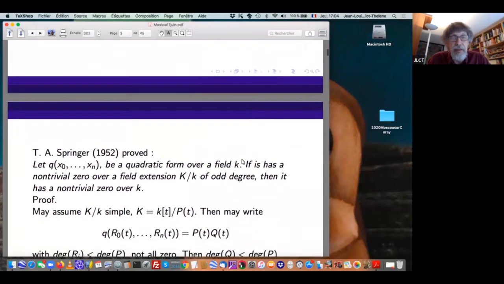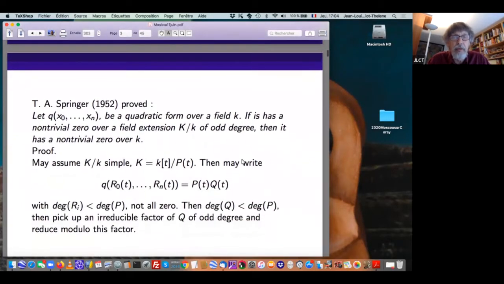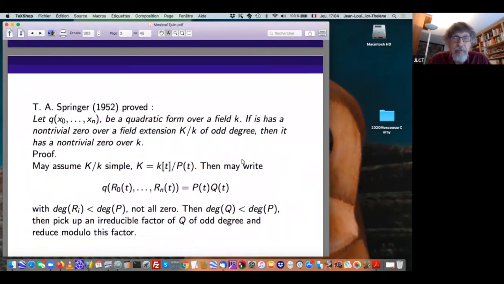So in 1952, Springer proved the following. Take a quadratic form over a field. If it has a non-trivial zero over a field extension of the ground field of odd degree, then it has a non-trivial zero over the ground field. So if a quadratic form has a point in an extension of odd degree, it has a rational point. And here is at least one proof in this whole thing.